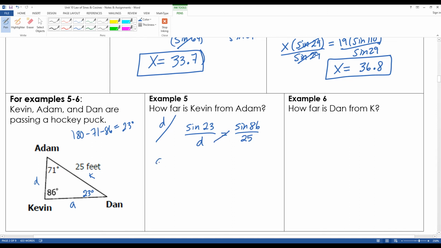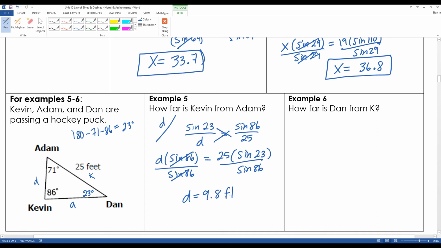Cross multiply. D times the sine of 86 is going to equal 25 times the sine of 23. Divide by the sine of 86, just like we've done in all these examples. We divide. So take your calculator out and make sure you get 9.8 feet. On the answer key, I did these backwards. So number 6 is 5 and 5 is 6, but the answers are right, and the way they work it out is right. They're just written in the wrong section.